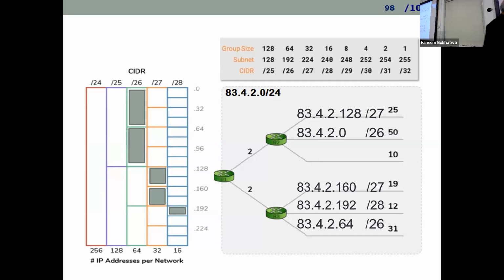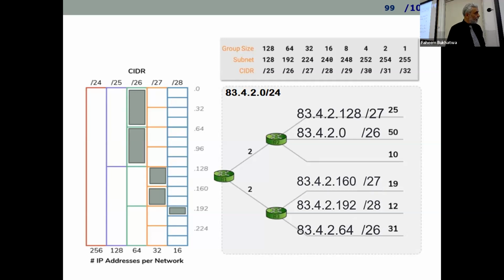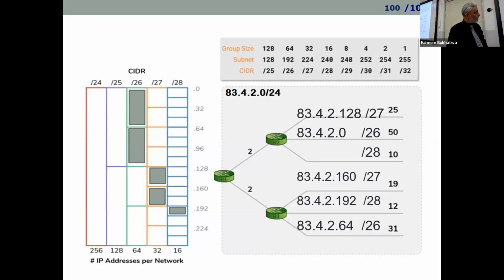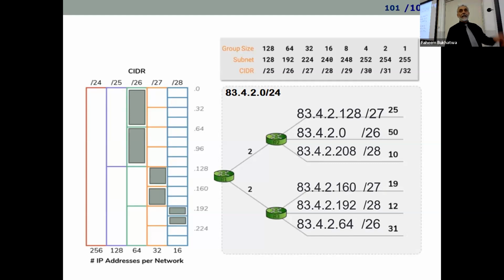So slash 28 is this one again. So I guess we give it the next chunk that's there. And the address is 192 plus 16. I can't remember what number that is. 192 plus 16 is 208. It starts at 208, right? And there it is, slash 28, 208. Perfect.